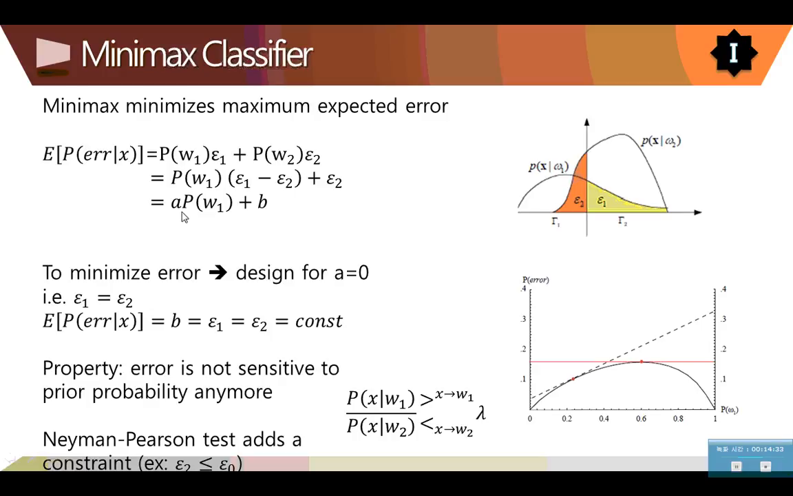And it basically has a very good feature. It is not a function anymore of the prior probability. It's just a constant. So many people use it. Neyman and Pearson provided a slightly variant version of this one. Not only do they want to minimize the error, they want to minimize the error subject to another constraint, that one of these errors is less than a particular value, and it will also converge to a similar formula.